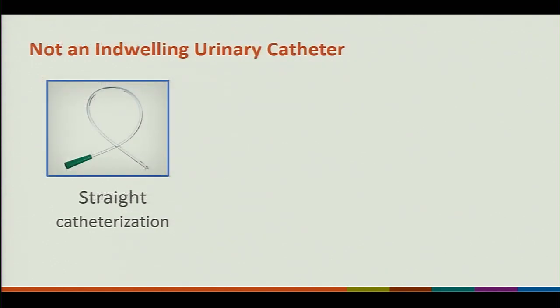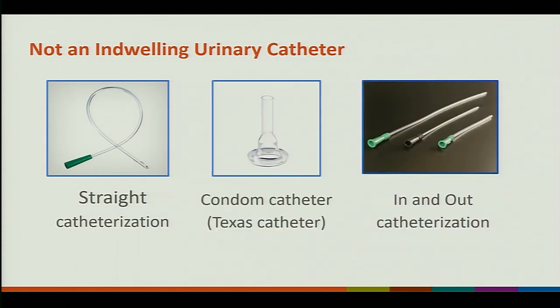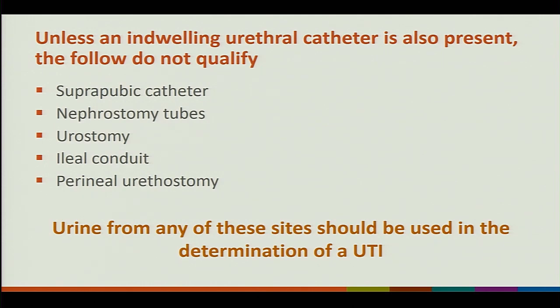These are not indwelling urinary catheters: a straight cath, a condom cath or a Texas catheter, and in and out caths. A suprapubic catheter does not count as a catheter unless there is a catheter inserted into the urethra. The following also do not apply: a nephrostomy, a urostomy, an ileoconduit, and a perineal urostomy. A urine from any of these sites should not be used in the determination of a UTI.